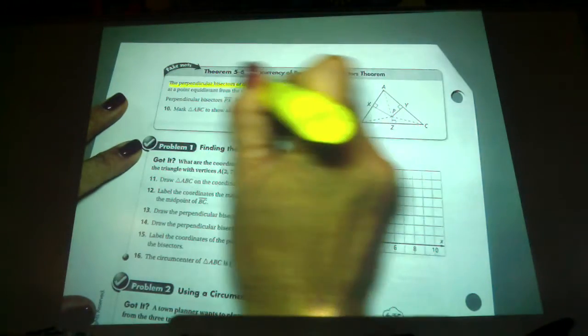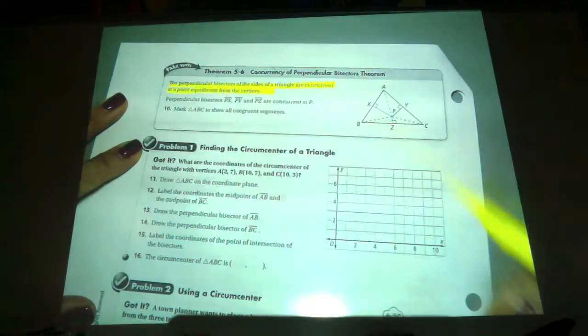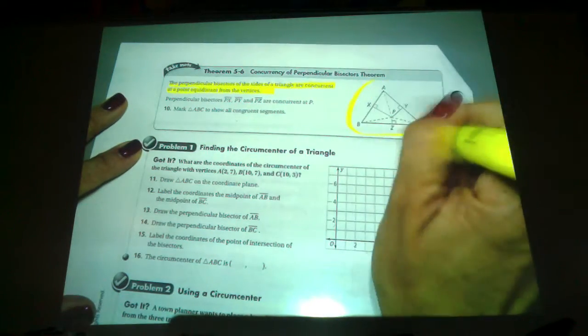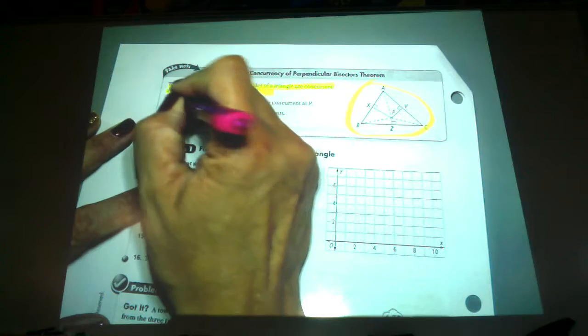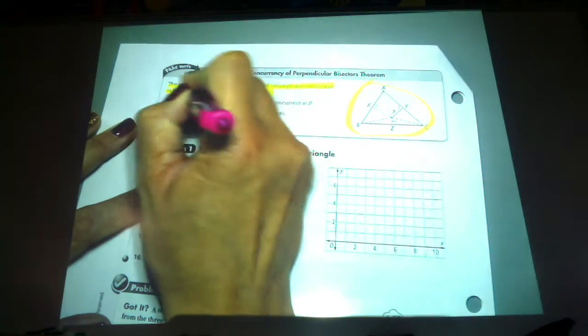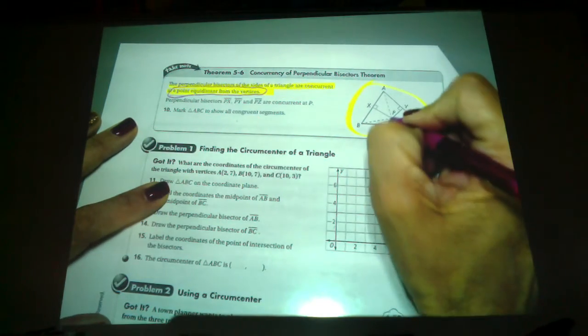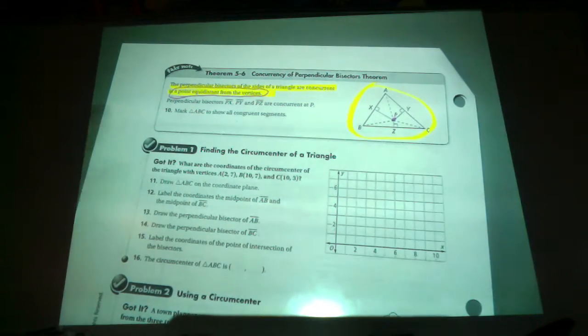So here's a new theorem for your flashcards. This should go on your flashcard along with this picture. The perpendicular bisectors of the sides of a triangle are concurrent at a point equidistant from the vertices. Very important. At a point equidistant from the vertices. So this is the concurrent point right here at point P.